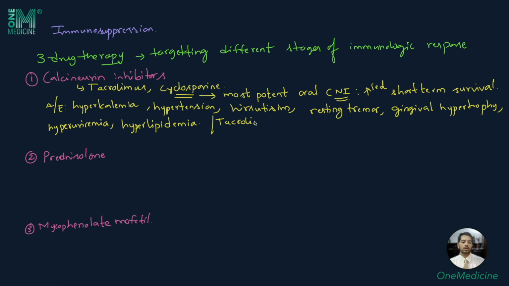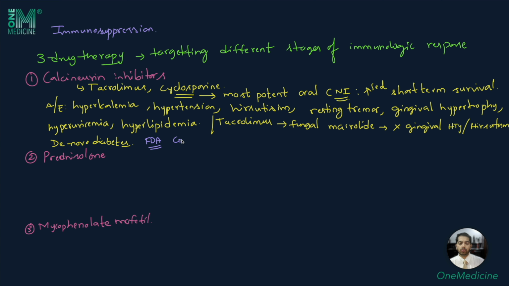Tacrolimus, which is a fungal macrolide, has very similar action to cyclosporin, and it does not cause gingival hypertrophy or hirsutism. Calcineurin inhibitor is associated with de novo diabetes, especially when used long term, and FDA has recently approved a new co-stimulatory blocking antibody called belatacept to prevent long-term calcineurin inhibitors complications.